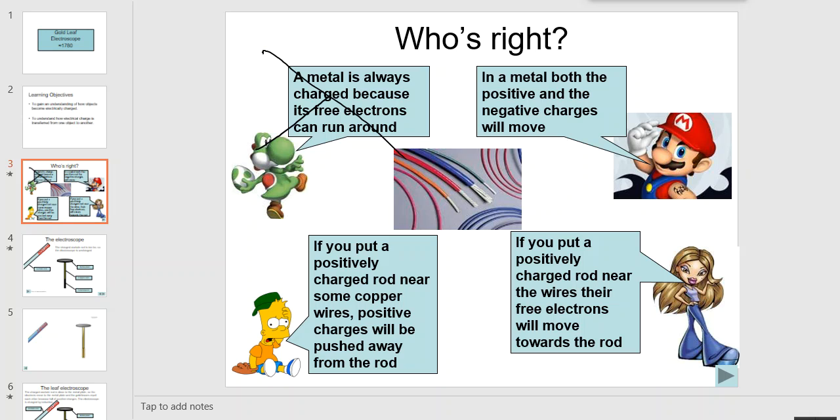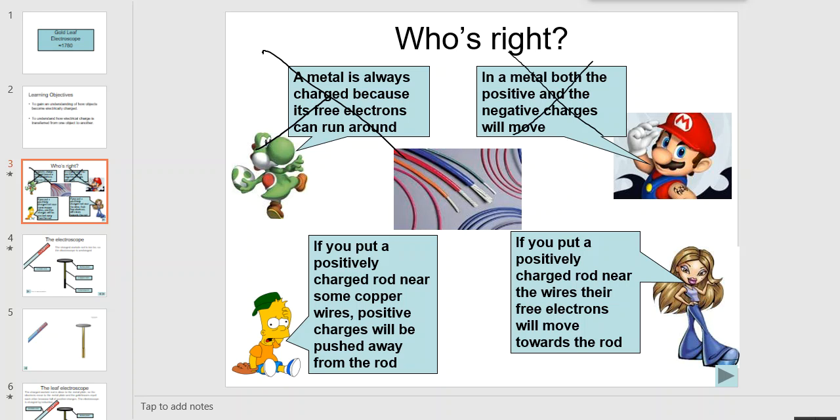Mario, in a metal, both the positive and negative charges will move. Right or wrong? Why? Exactly. Protons don't move. It's the electrons that move. So Mario is also wrong.